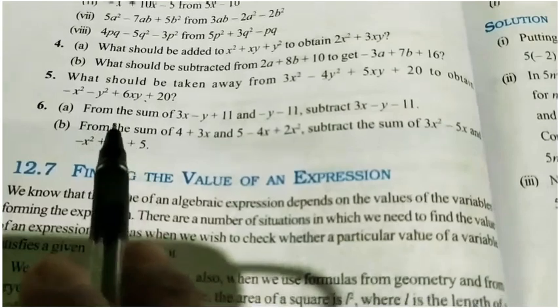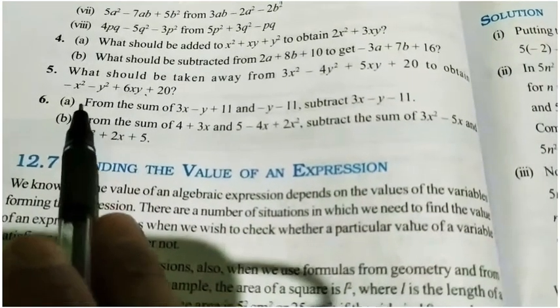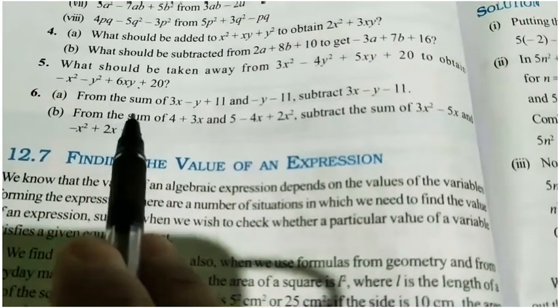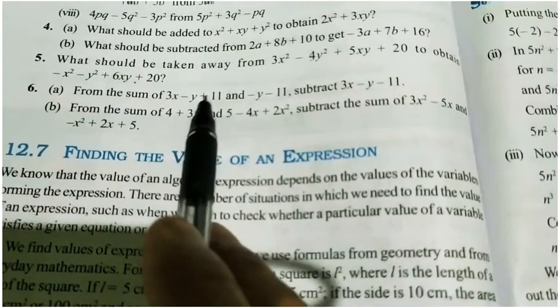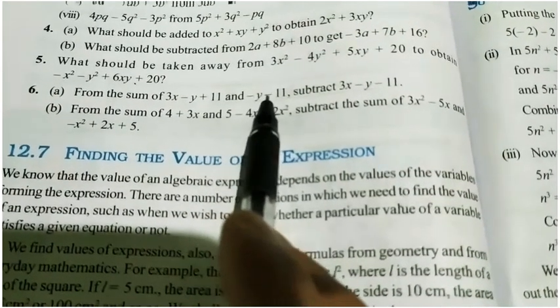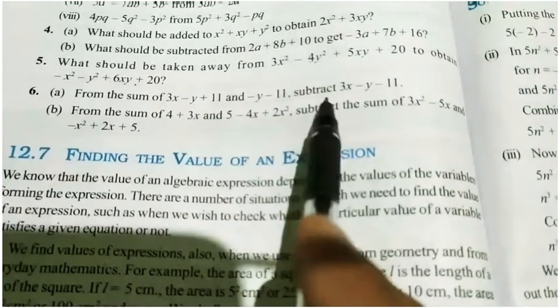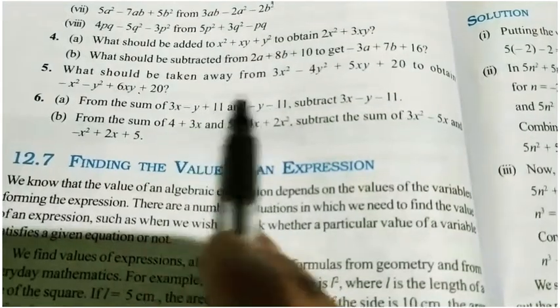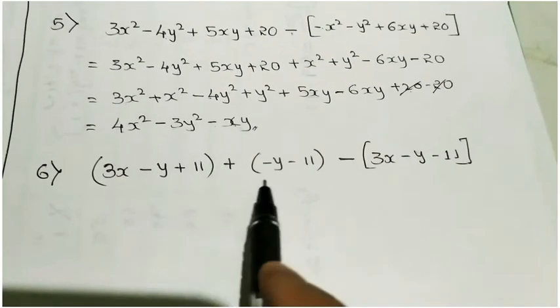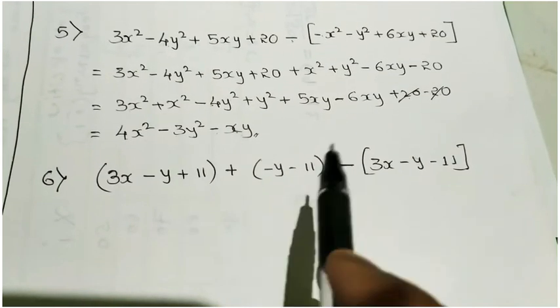The sixth problem, here two are there. Out of two I'll do first one and second one for practice. From the sum of 3x minus y plus 11 and minus 3x plus y minus 11, subtract 3x minus y minus 11. So first you add these two. Okay, afterwards subtract it. Okay, directly I have written. So you can do first addition, afterwards subtraction.